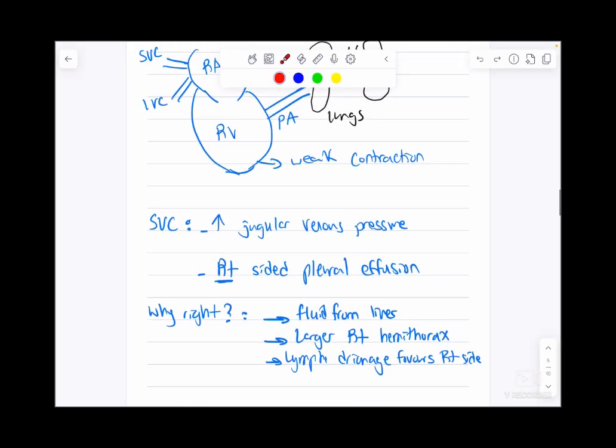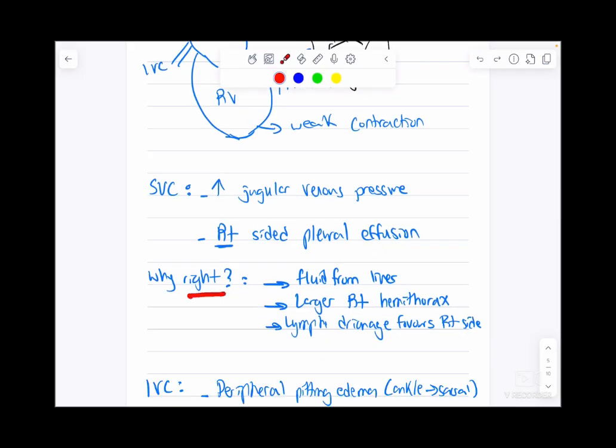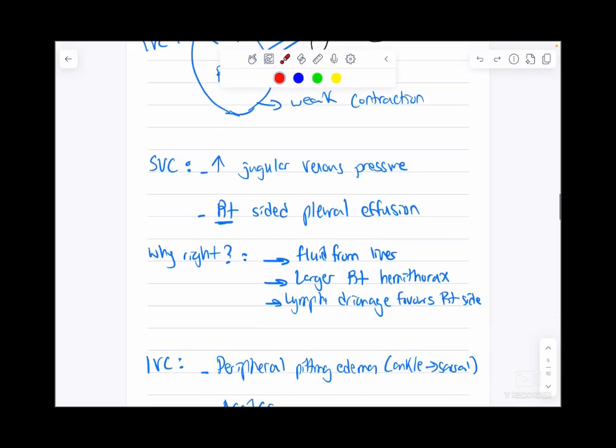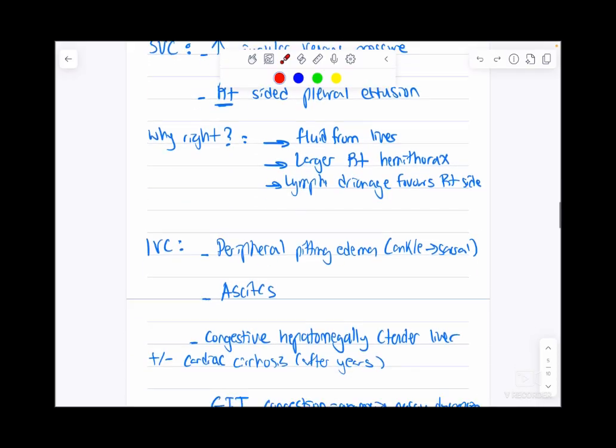And then we have also right-sided pleural effusion, same idea. Why right-sided? Usually because on the right side, there's possibly fluid from the liver, because the liver is also congested. We also have a larger right hemithorax, and lymph drainage. The lymph drainage in general favors the right side, so it's usually right-sided. For inferior vena cava, we have peripheral pitting edema, like it could start at ankles and go all the way to sacral.